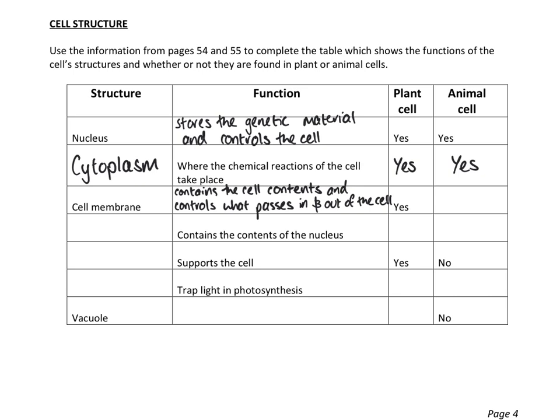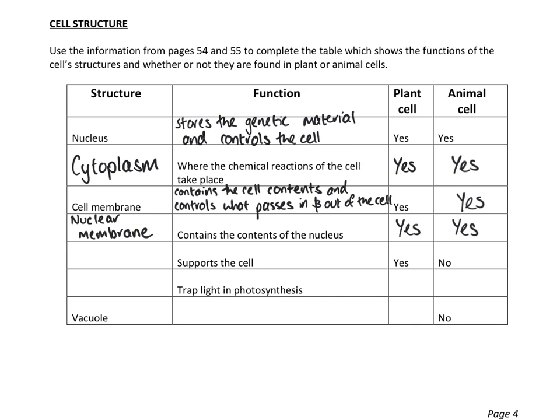Next, we have our cell membrane, and the cell membrane contains the cell contents and controls what passes in and out of the cell. We talked about it being a bit like a bodyguard. And yes, the cell membrane is present in the plant cell, and yes, the cell membrane is present in the animal cell. So that should say yes as well. So please mark that.